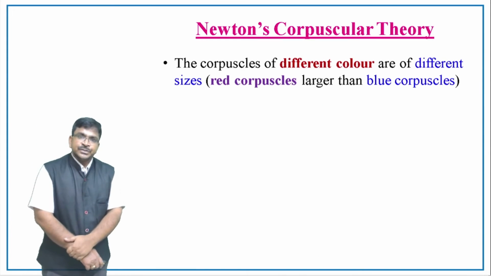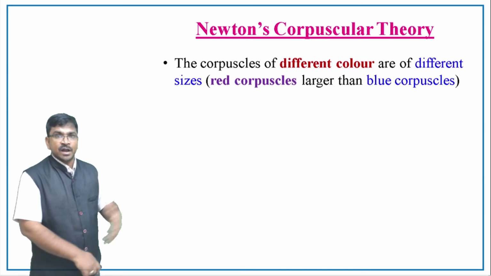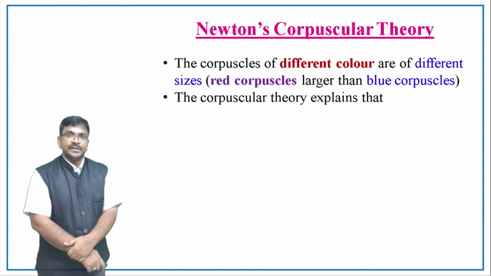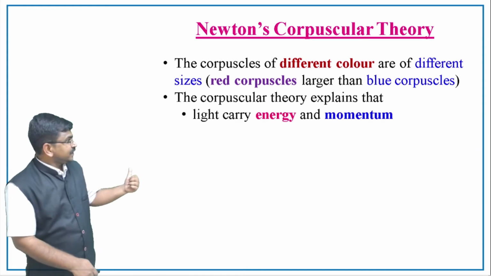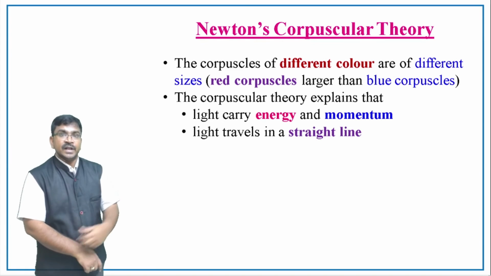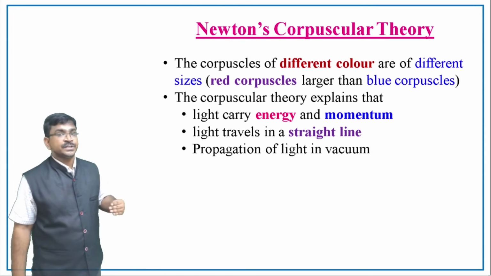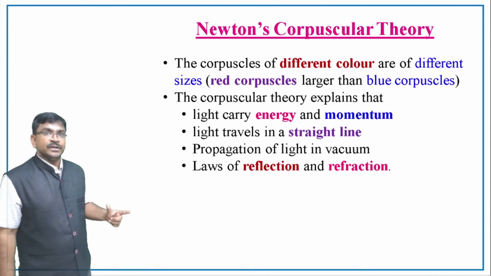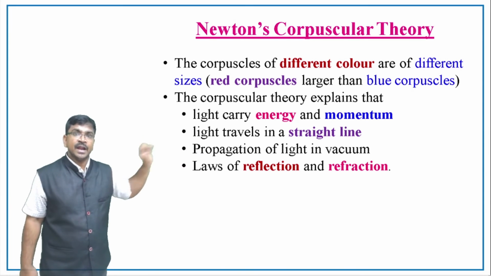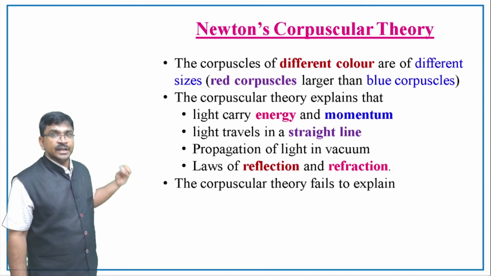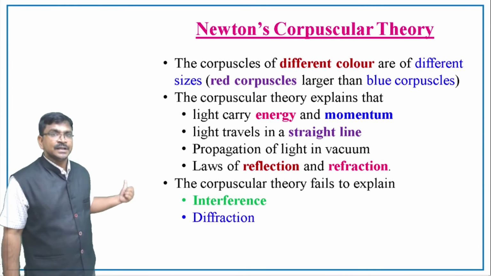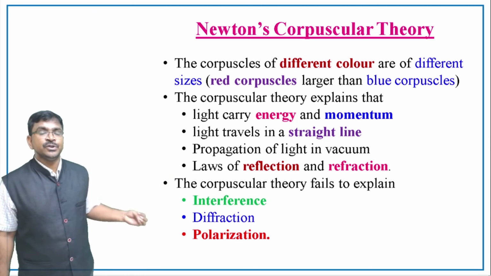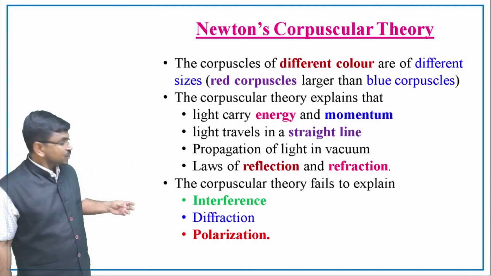Now, corpuscles of different colors are of different sizes. Red corpuscles are larger than blue corpuscles. The corpuscular theory explains that light carries energy and momentum, that light travels in a straight line, and the propagation of light in vacuum. It could successfully explain that light can travel in vacuum also, and the laws of reflection and refraction. The corpuscular theory failed to explain interference, diffraction and polarization. Why? Because here the light is made up of particles. Due to this particle nature of light, we can't study these three.